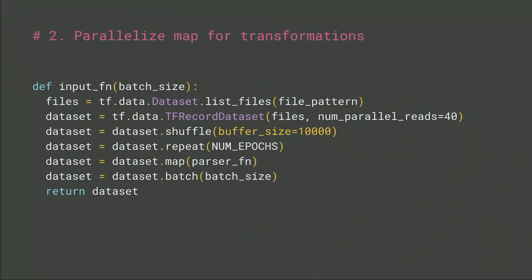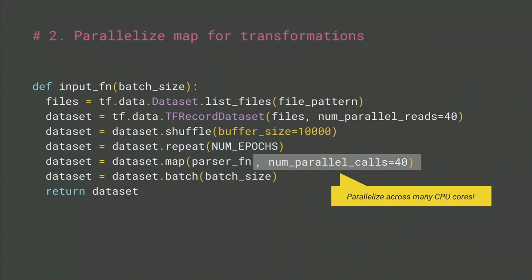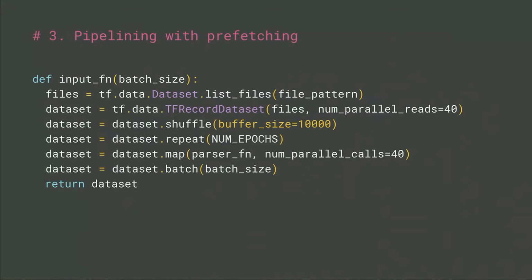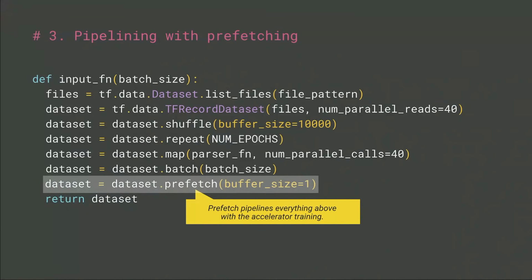We can also parallelize the map function for transformations. You can data parallelize the different transformations of the map function by using the num parallel calls argument. Typically, the argument we provide is the number of cores of the CPU. And finally, you want to call prefetch at the end of your input pipeline.